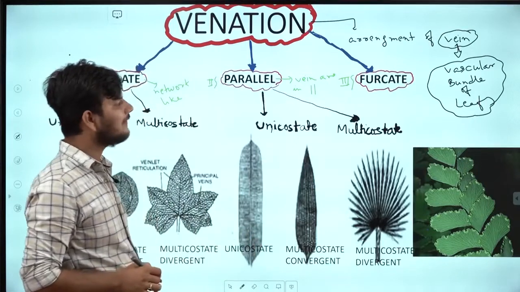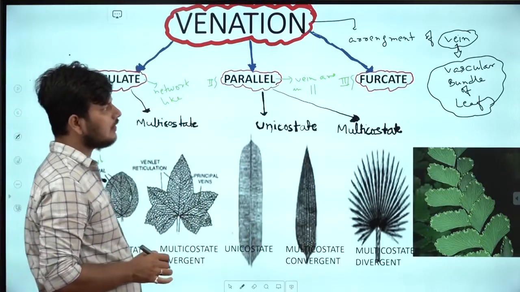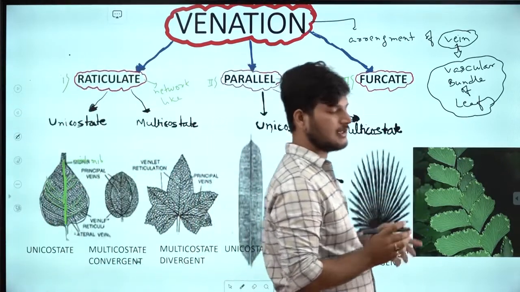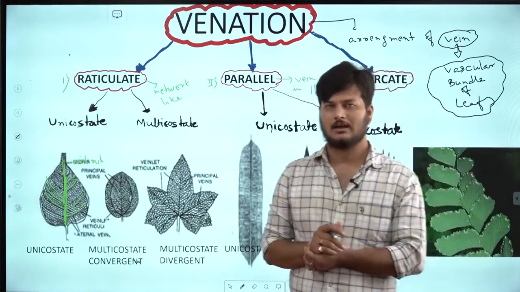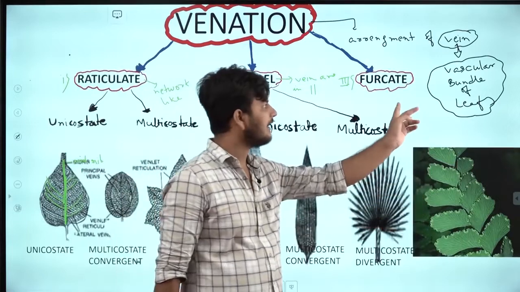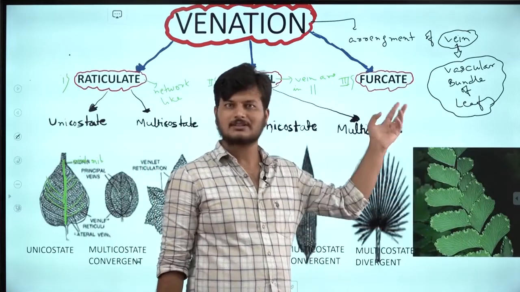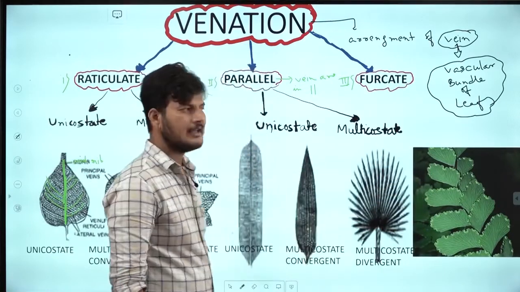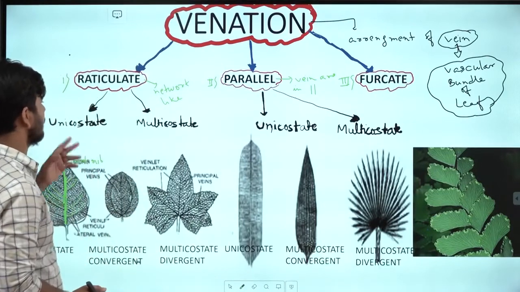Likewise, if the veins are not in a parallel manner but in a special type of arrangement, with a bifurcate position of the veins, then it is said that furcate type of venation is present. We will discuss it later. Let me first discuss reticulate.